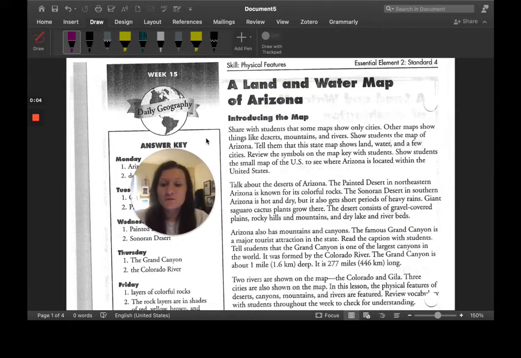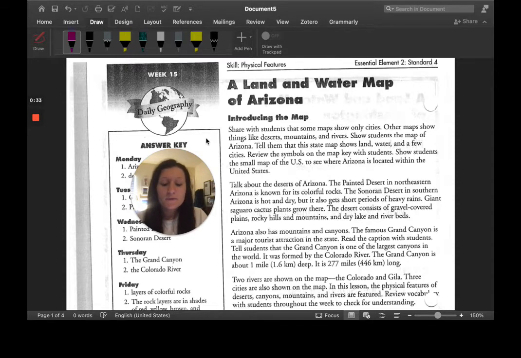Today for social studies, we are going to continue looking at different types of maps, and today we are specifically going to be looking at a land and water map of the state of Arizona. So we're going to be looking at a couple different things together, and then afterwards you can take the quiz on Edmodo. So first we're going to introduce the map.